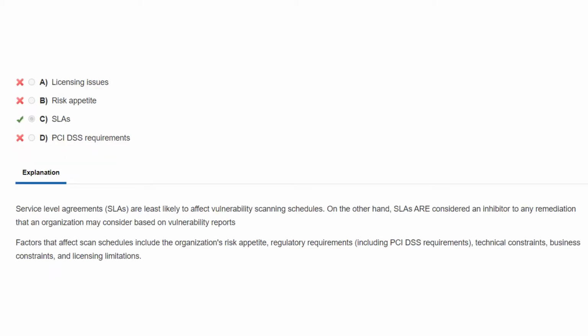The correct answer here is SLAs. Service level agreements, or SLAs, are least likely to affect vulnerability scanning schedules. On the other hand, SLAs are considered an inhibitor to any remediation that an organization may consider based on vulnerability reports. Factors that affect scan schedules include the organization's risk appetite, regulatory requirements including PCI DSS requirements, technical constraints, business constraints, and licensing limitations.